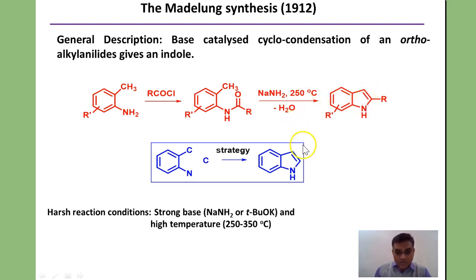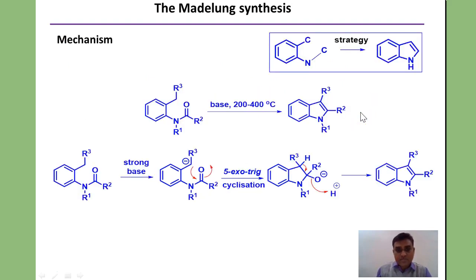Now this is a very good methodology, but the serious drawback is the strong base. We sometimes require more than one equivalent of the base, sodamide or potassium tert-butoxide, and a very high temperature from 250 to 350, and even in some cases up to 400 degrees centigrade. So in this case, orthoalkyl anilides under basic conditions undergo cyclization, and it is called the Madelung synthesis.